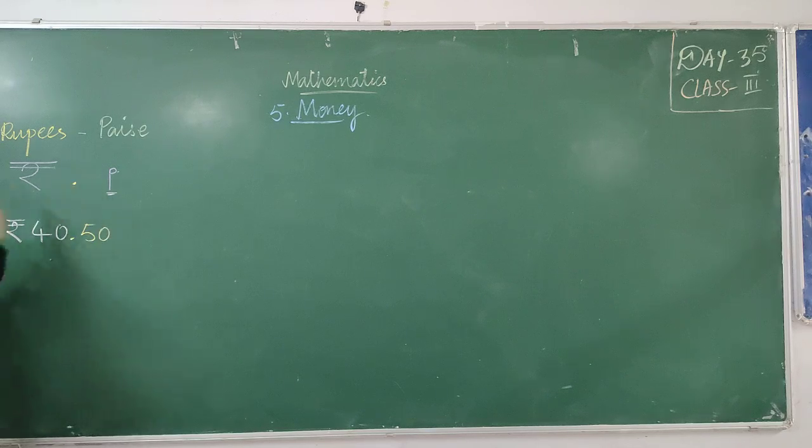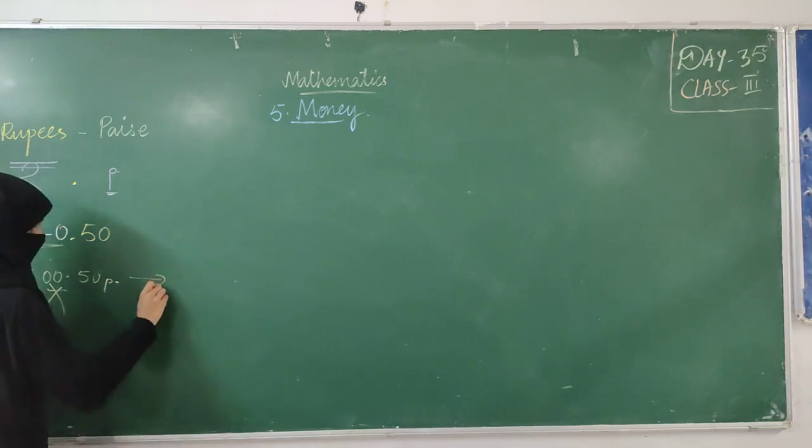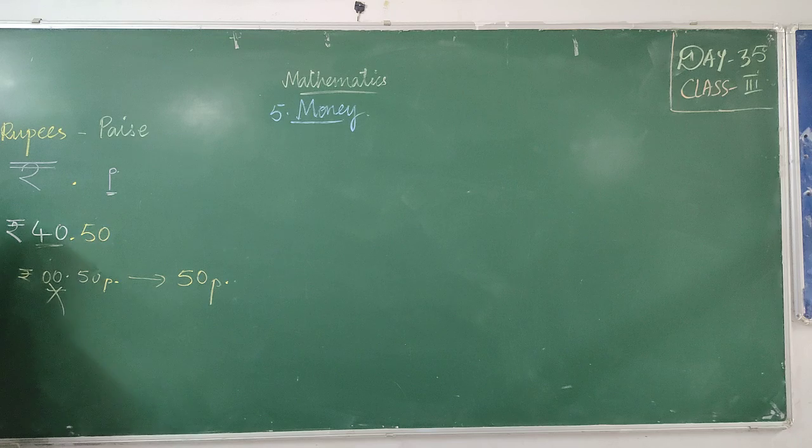After the dot, we will write paisa. Before the dot, we will write rupees. But when you are writing here, you don't need to put the small symbol of P. It is understood that the number after the point is in the paisa column. But if there is no number over here, 00.50, this is only 50 paisa. There is no rupees. There is no number in rupees. Then for writing like that, we write 50 paisa, or we can also write it as only 50p.